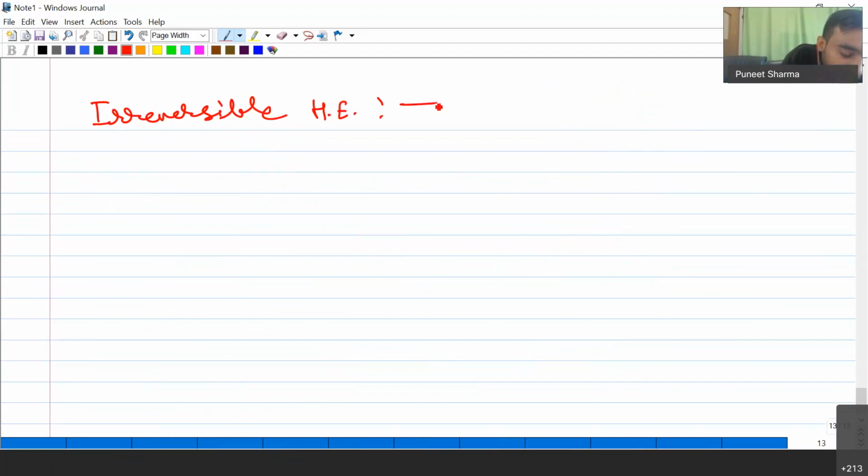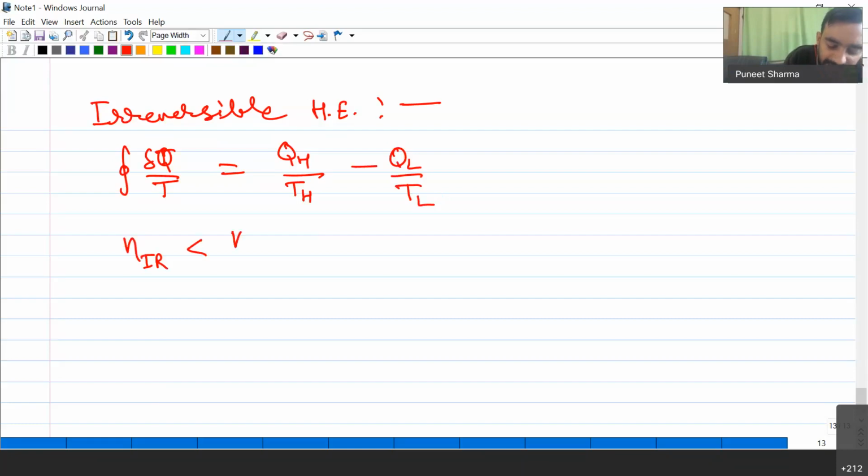So once again, you can see clearly that for an irreversible cycle also, if I calculate ∮δQ/T, that will be equal to QH divided by TH minus QL by TL. Now we know that the efficiency of an irreversible cycle is always less than the efficiency of the reversible cycle. So the efficiency of the irreversible cycle will be nothing but 1 minus QL divided by QH, and the efficiency of the reversible cycle I can write as 1 minus TL divided by TH.